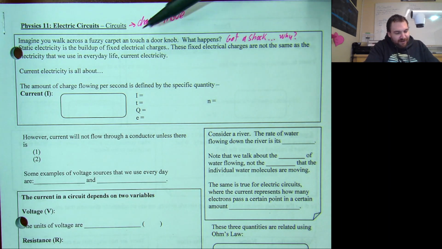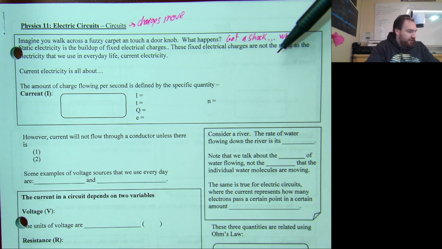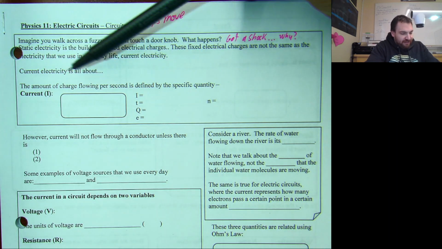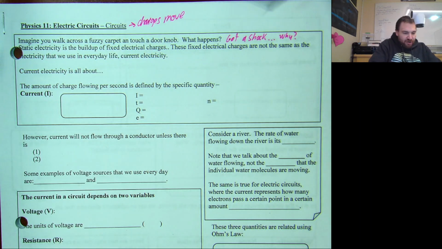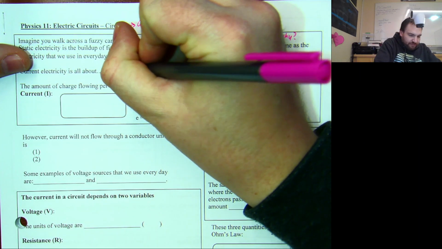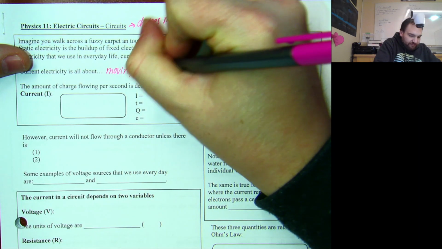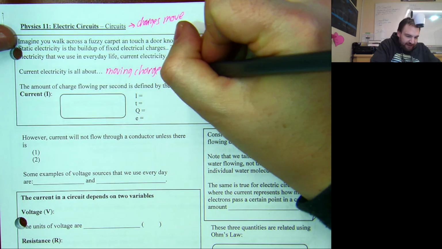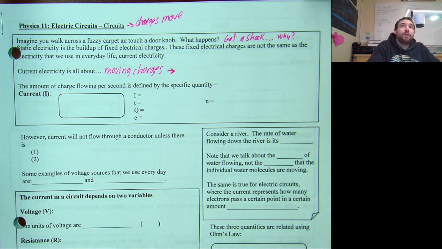But a shock requires a moving charge, and so that is the fundamental basis for all of current electricity. Current electricity is all about moving charges. Specifically, which charges do you think are going to be the ones doing the moving?